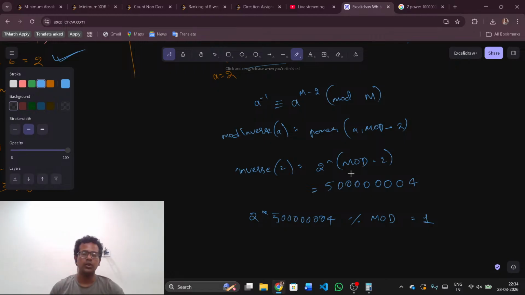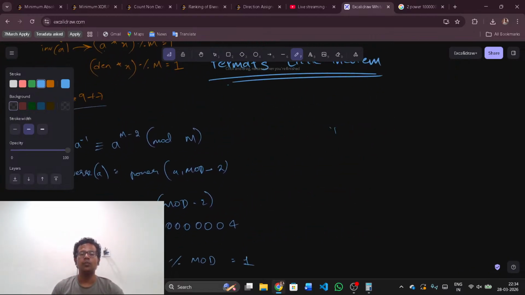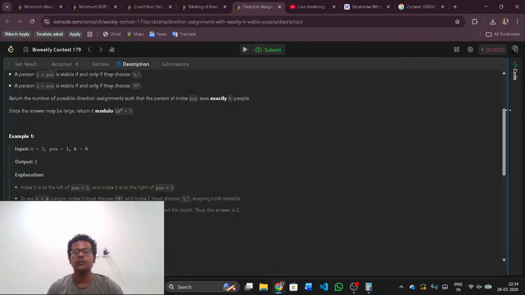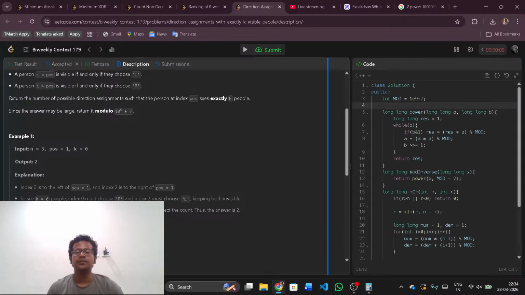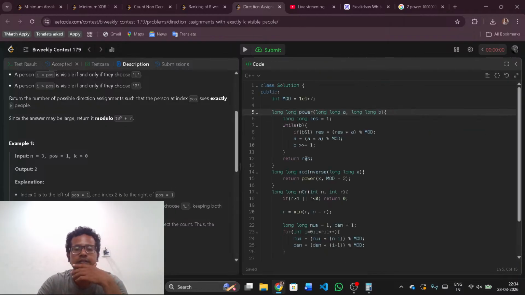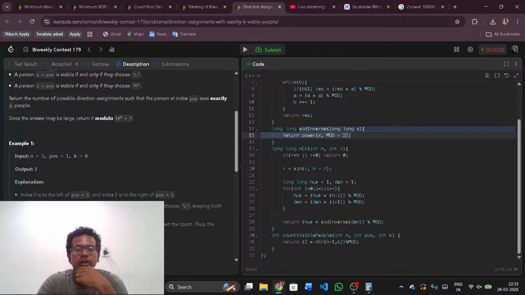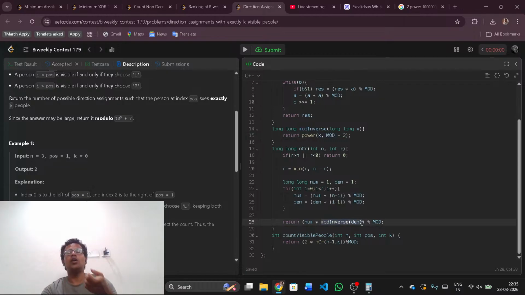So there will be two things which we want to do, power and NCR. That's what I wrote here. The power function first, it's quite easy. The power function, right? And mod inverse is nothing but power of x comma mod minus 2. Now, I'm just changing it to mod inverse of denominator.